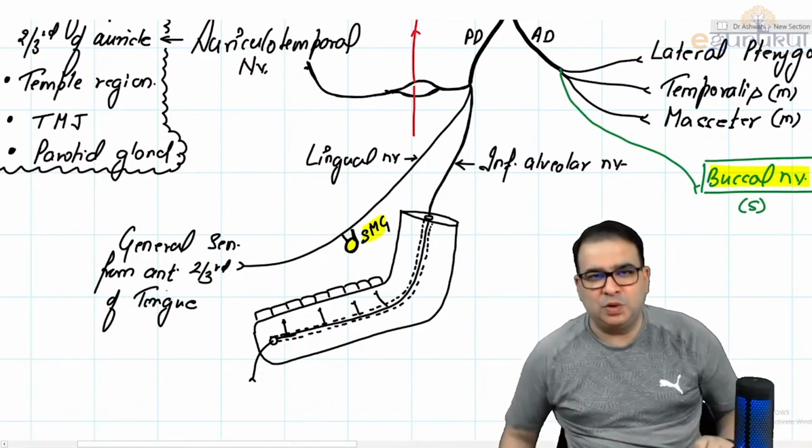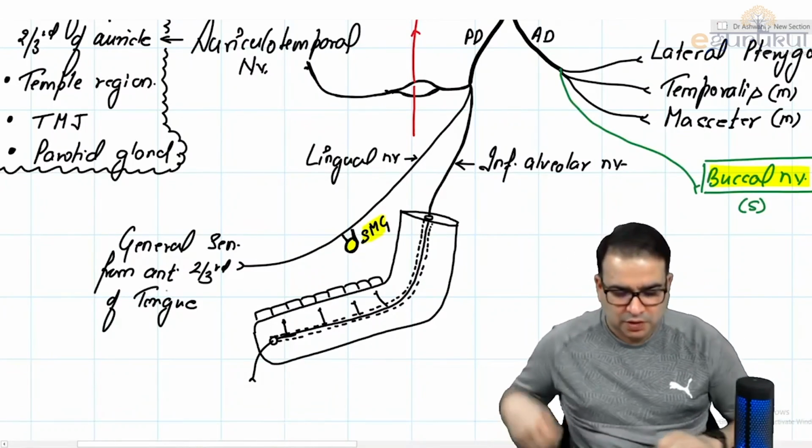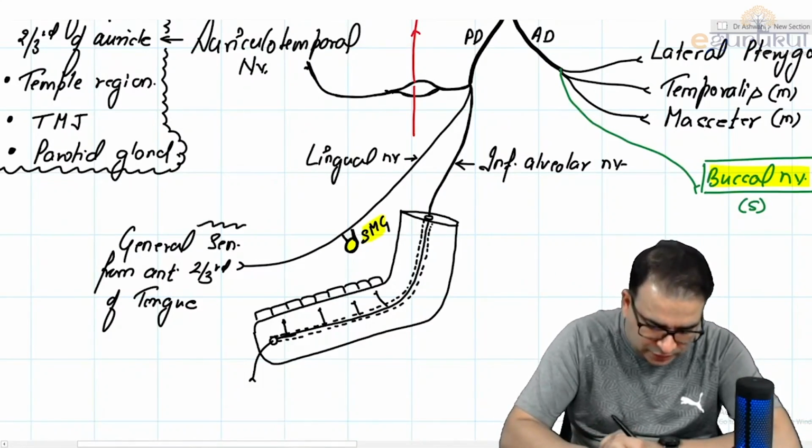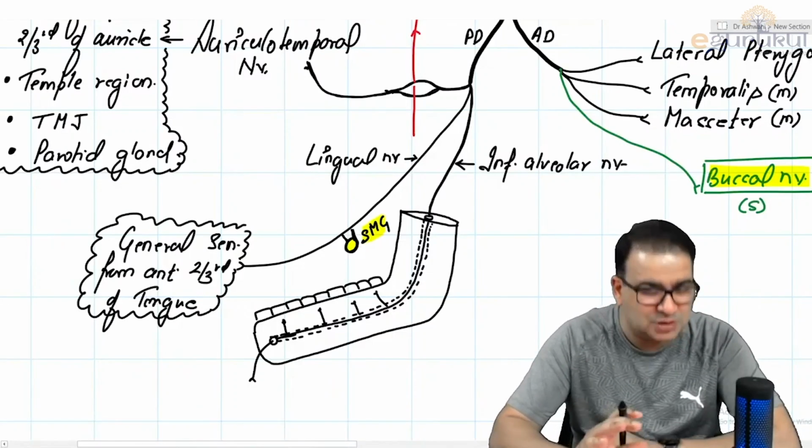That's what the lingual nerve is doing. It is carrying the general sensation from the anterior two-thirds of the tongue. That's the function of the lingual nerve. And it is topographically connected to what ganglion we said? It is the submandibular ganglion.